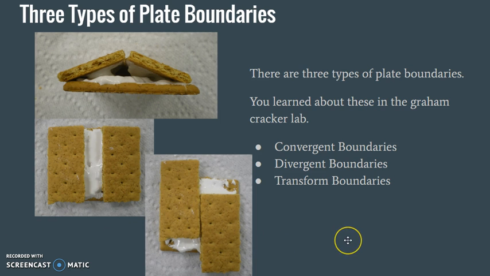So what kind of plate boundaries do we have? There are 3 types of plate boundaries, and you learned about these in the graham cracker lab. There are convergent boundaries, where the 2 plates are coming together, pushing together like this one. There are divergent boundaries, where the 2 plates are pulling apart like this one. And there are transform boundaries like this one, where the 2 plates are sliding past each other.